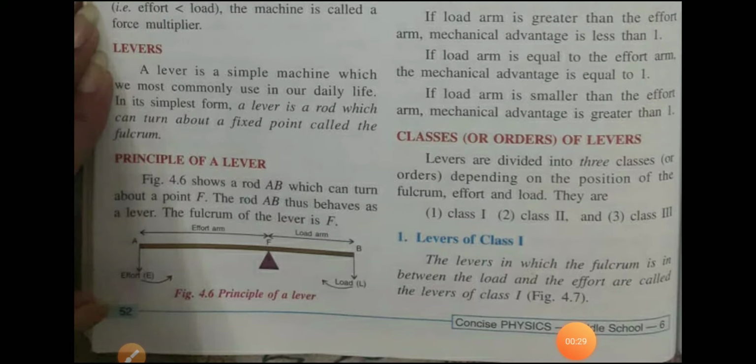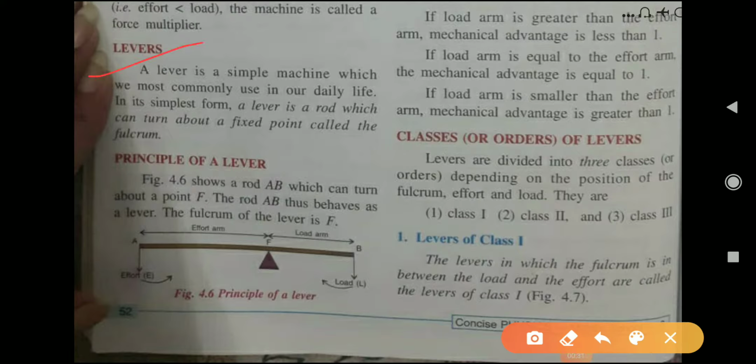Today we will discuss levers. A lever is a simple machine which we most commonly use in our daily life. In its simplest form, a lever is a rod which can turn about a fixed point called the fulcrum. Means a lever is a simple machine in the form of a rod which can turn about a fixed point. So a lever is a rod which can turn about a fixed point called the fulcrum.